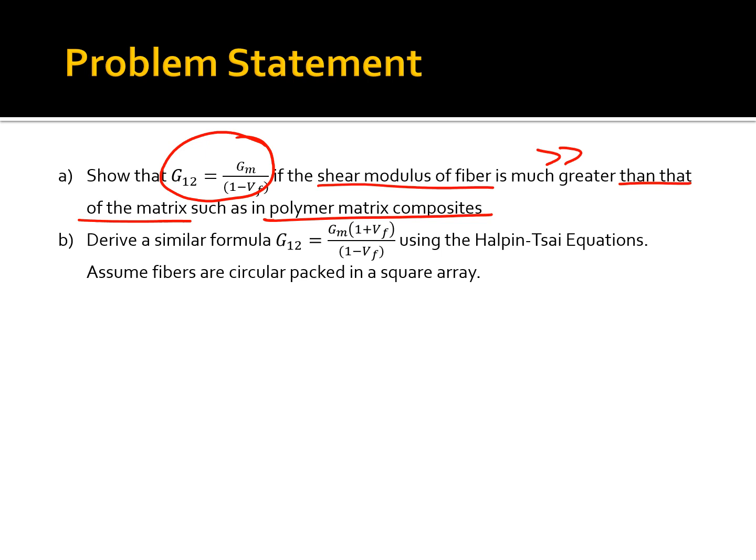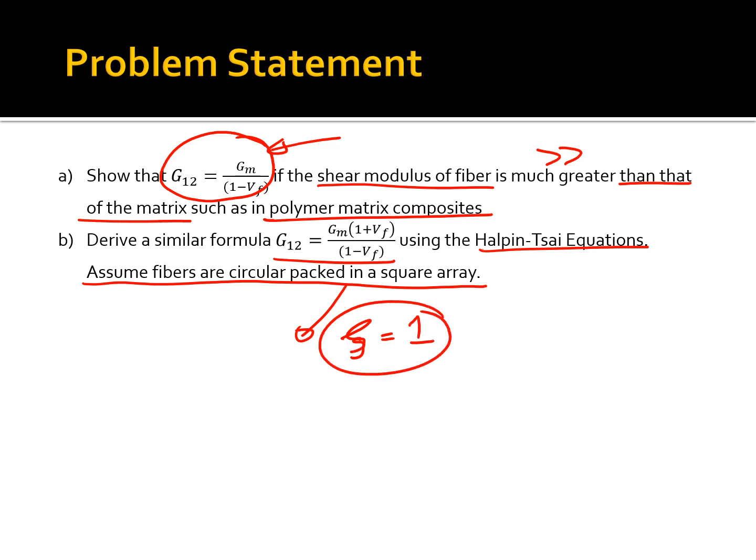And the second part of the problem is to show that G12 is equal to this expression here, which is different from this one, as you can see. But this is using the Halpin Tsai equations. And you're going to assume that the fibers are circular, packed in a square array, which means that the xi, which you're going to use in the formula for the Halpin Tsai equation, will be equal to 1, because that corresponds to this one. So that's why this packing geometry is given to you. So let's go and see how we can do these problems.